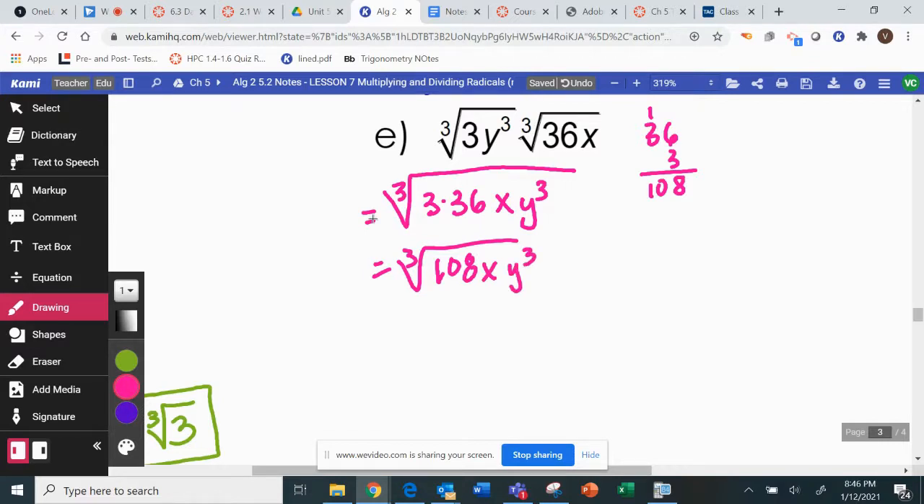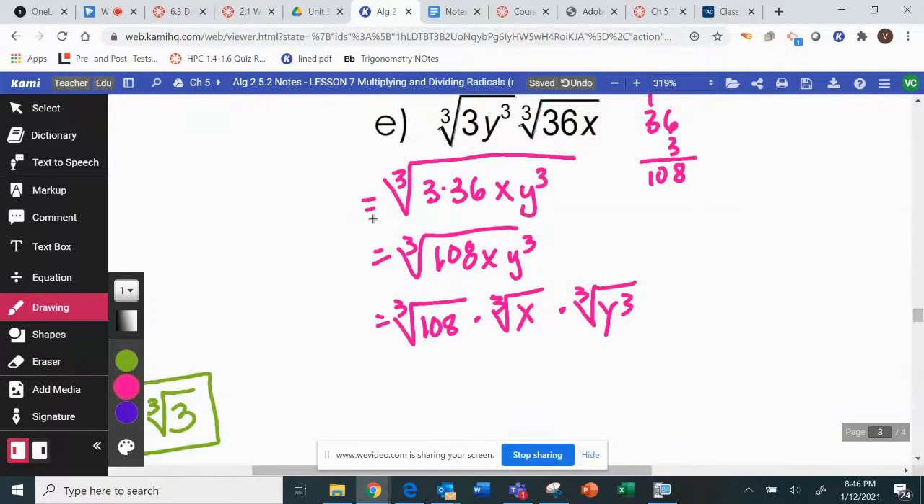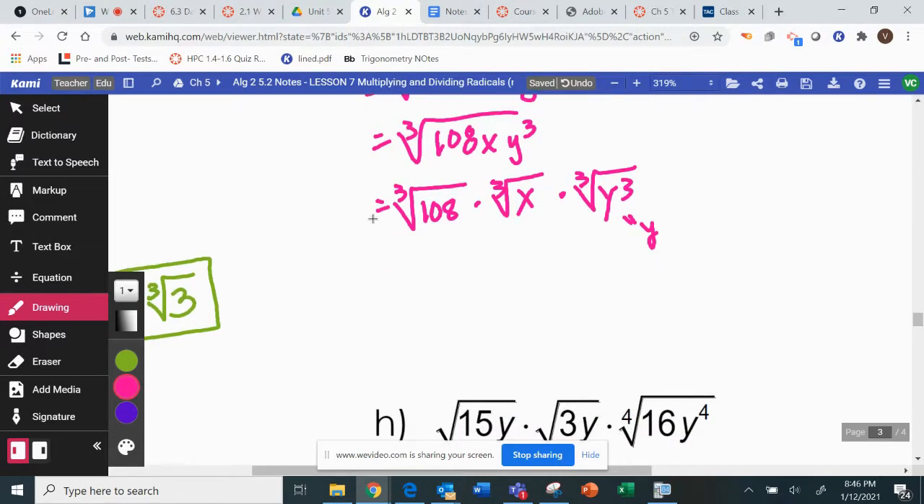So I'm going to go ahead and separate these. The cube root of 108 multiplied by the cube root of x multiplied by the cube root of y to the third. Well, the cube root of y to the third is y. The cube root of x cannot simplify, so that's just going to come down just as itself. 108, that is not a perfect cube. And I wonder if there's a perfect cube that goes into it.